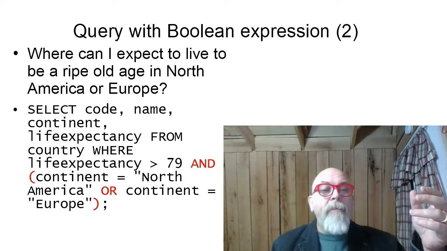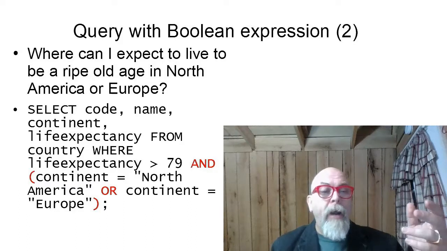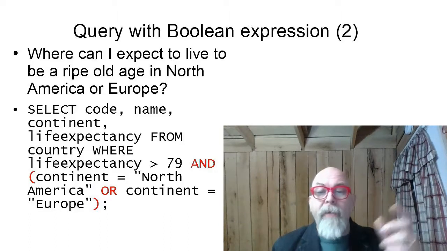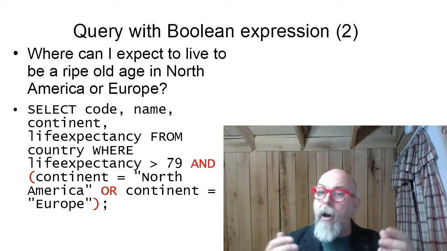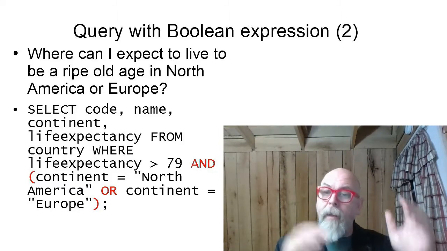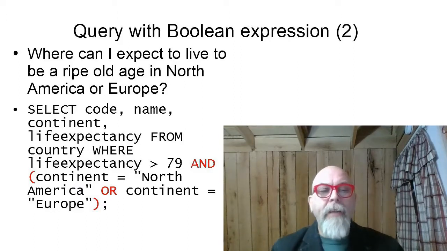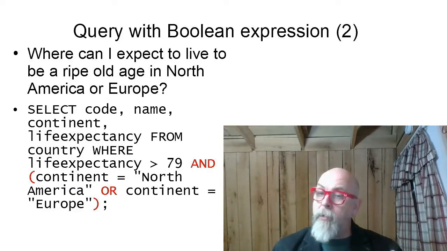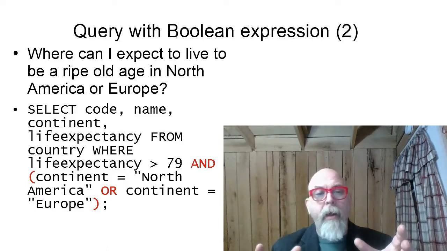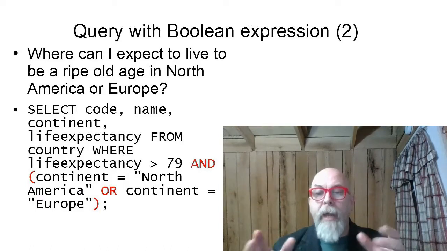So I'm doing a select from country where, and now I list some specific columns to select. Select columns from country where life expectancy greater than 79, which would give me all of the countries in the world with a life expectancy of greater than 79, and then there are the parentheses: continent equals North America or continent equals Europe. So it's going to find me all of the countries in North America. It's going to find me all of the countries in Europe. It's going to put that list together, giving me a list of all the countries in North America or Europe. And then it's going to show me the ones where life expectancy is greater than 79 years.